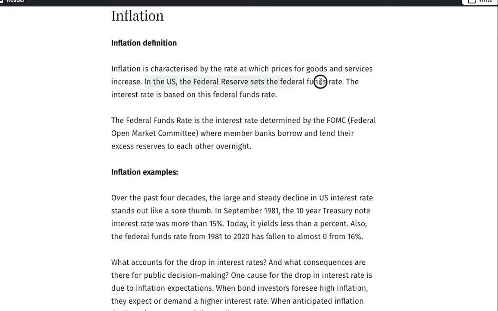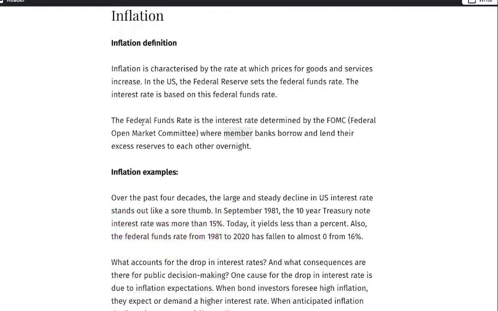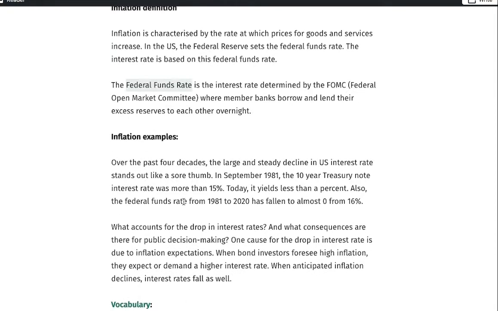In America, the Federal Reserve or the central bank establishes the federal funds rate. What is the federal funds rate? It is the interest rate determined by the FOMC, which stands for Federal Open Market Committee, where member banks or commercial banks borrow and lend their excess reserves to each other overnight. Simply put, the federal funds rate is nothing more than an interest rate set by the Fed.